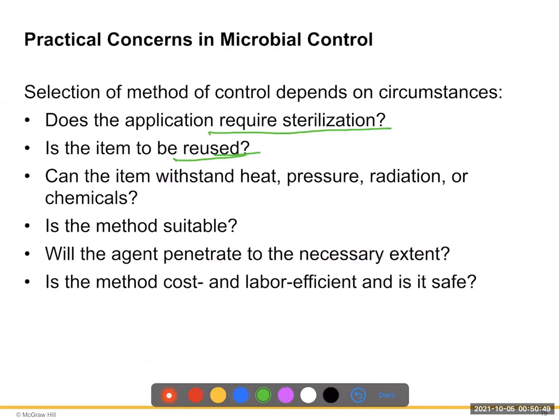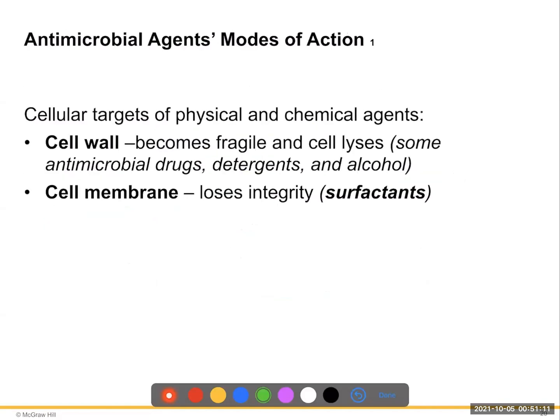All right? We don't sterilize dental needles. We use it on one patient, throw it away. It's a one-time deal. You don't sterilize it. There's no reason to. Can the item withstand sterilization, the heat, the pressure, radiation, or different chemicals? Is the method suitable for what you're sterilizing? Will the agent penetrate to the extent necessary to kill it? Is it cost effective? Can you afford to do it?